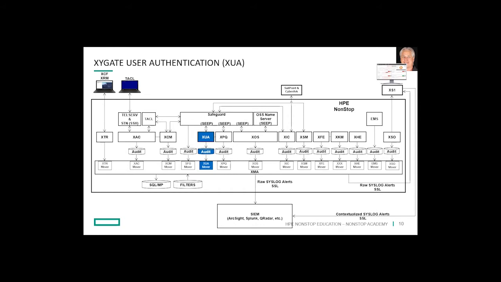This diagram shows the overall XYGATE security environment with emphasis on XUA as the Safeguard user authentication SEEP. When XUA is enabled as the user authentication SEEP, all user authentication requests are ruled on by XUA. With the XUA mover configured to XYGATE Merged Audit, XUA user authentication audit events are collected by XMA and alerted to XYPRO's XYGATE Security One solution or a security information and event management solution.